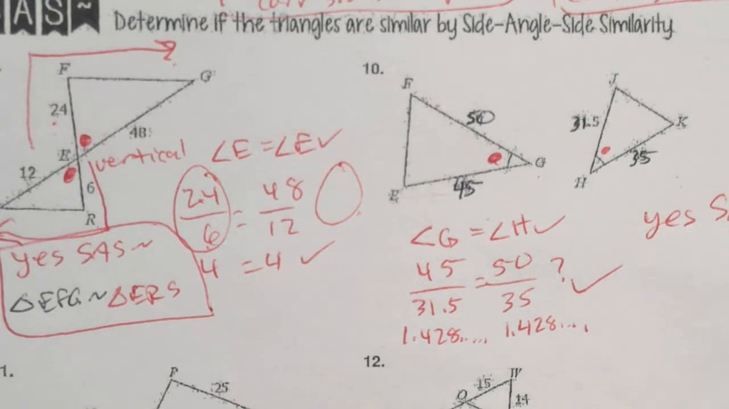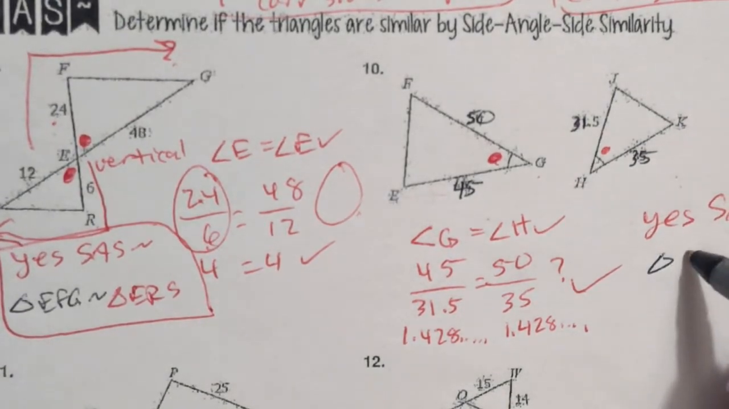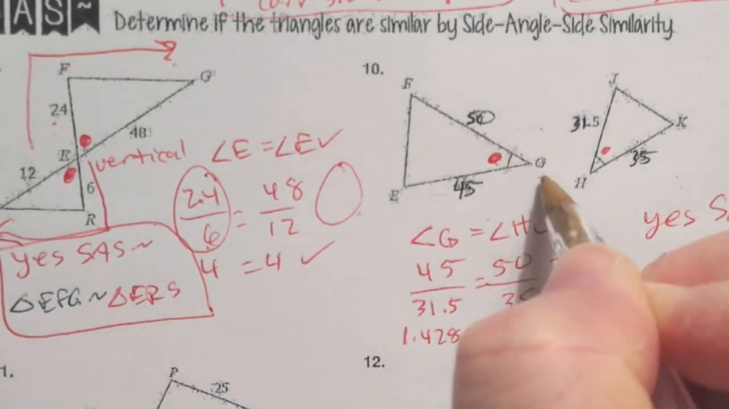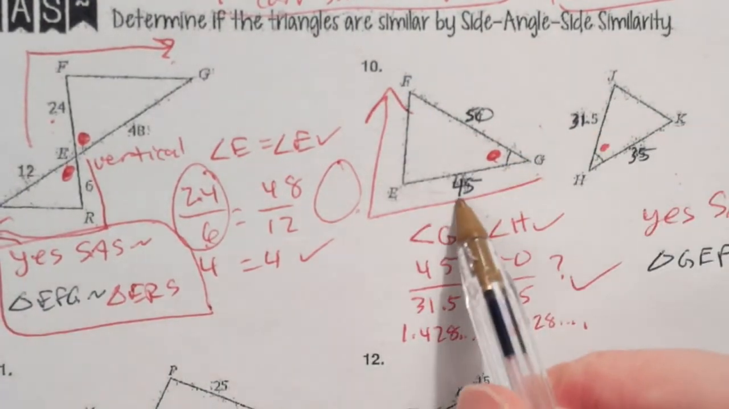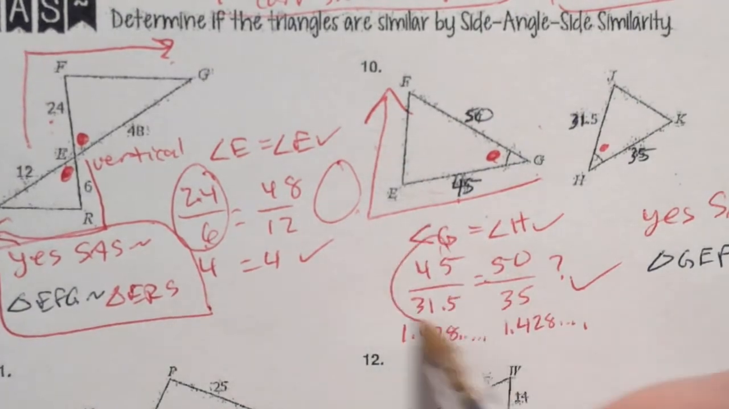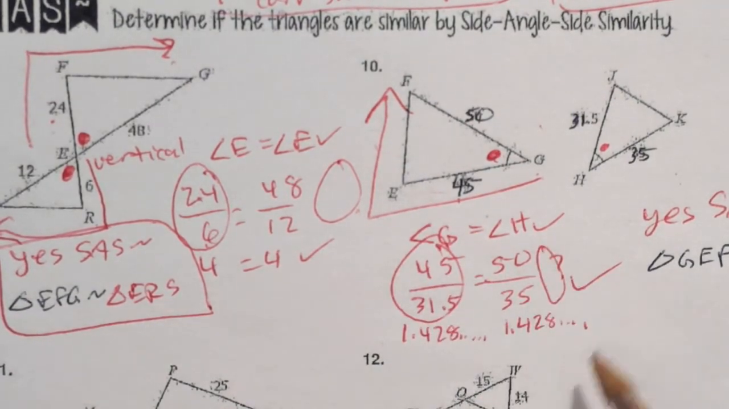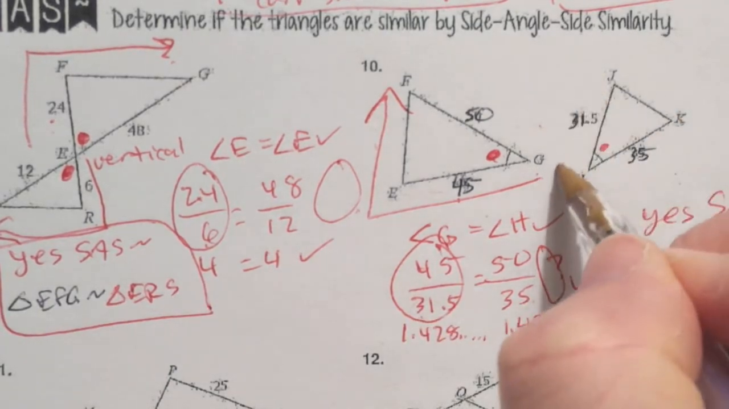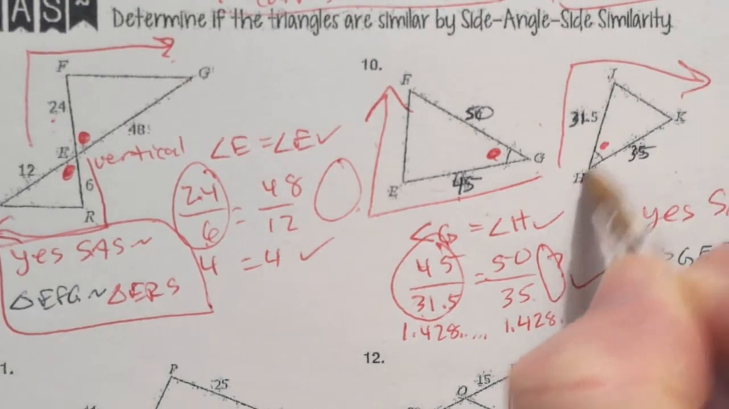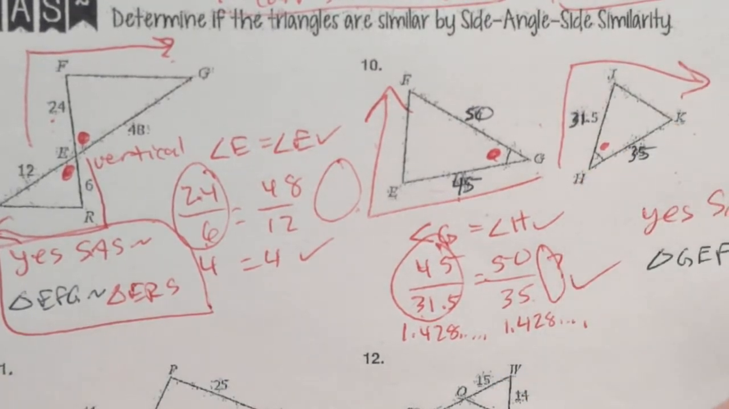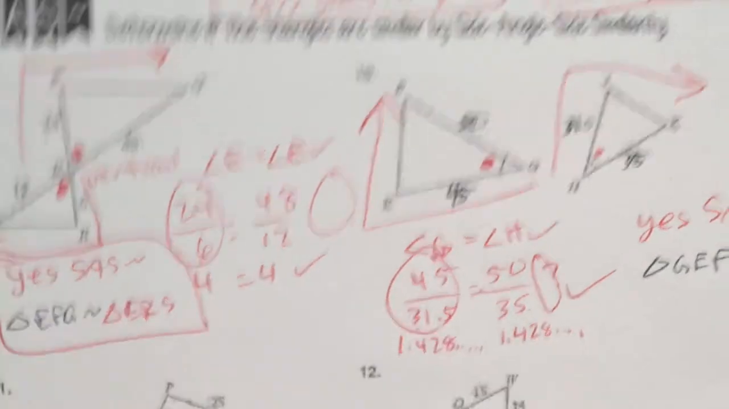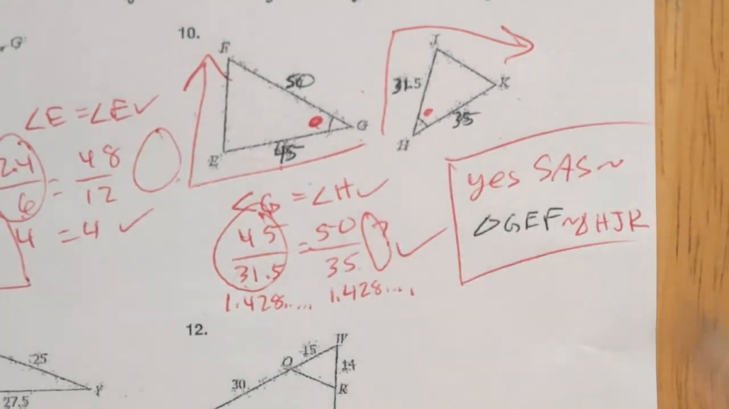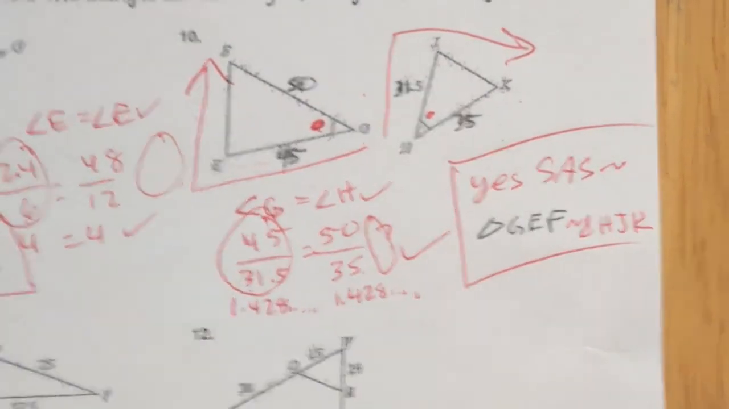And so what if I said triangle GEF? All right, so if I went GEF, in this case I went 45, then nothing. So 45, then nothing would be 31.5 and nothing. So that'd be HJK. Whoops, only helps if you can see it. All right, so there you go. There's your answer. All right, 2 more problems and we're done.